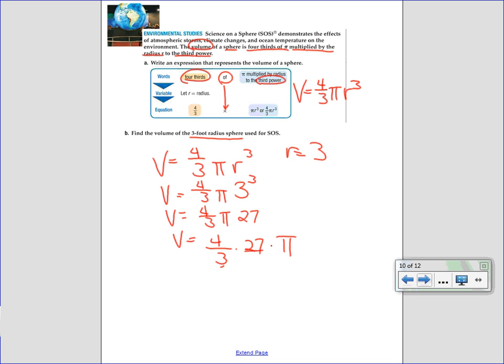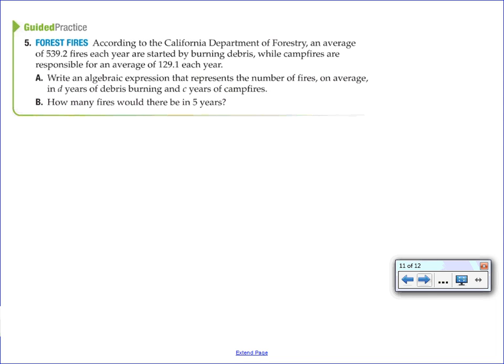All right. And I can think of that as 27 is 27 over 1. Then I can cross reduce. That's a 1. This is a 9. Now I can just go V equals 4 times 9 is 36. So there's our answer. And we'll leave that answer in pi form.